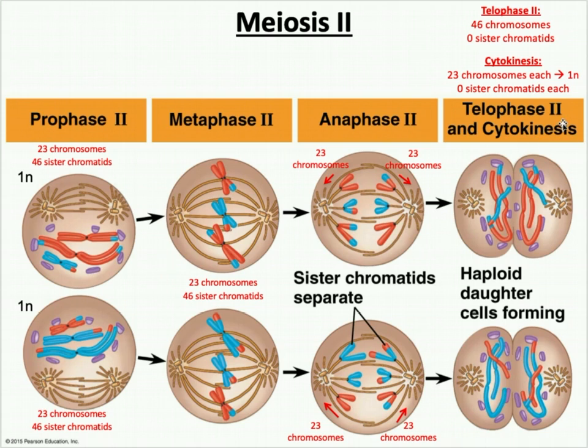Cytokinesis, we usually don't denote a Roman numeral after that. So here we have two daughter cells that will have 23 chromosomes each. Here, if you imagine, we'll have two separate daughter cells with 23 chromosomes each. And then each of these daughter cells will have different DNA, will be genetically different from each other because of that crossing over event. So we can have four genetically different sperm cells or four genetically different egg cells.